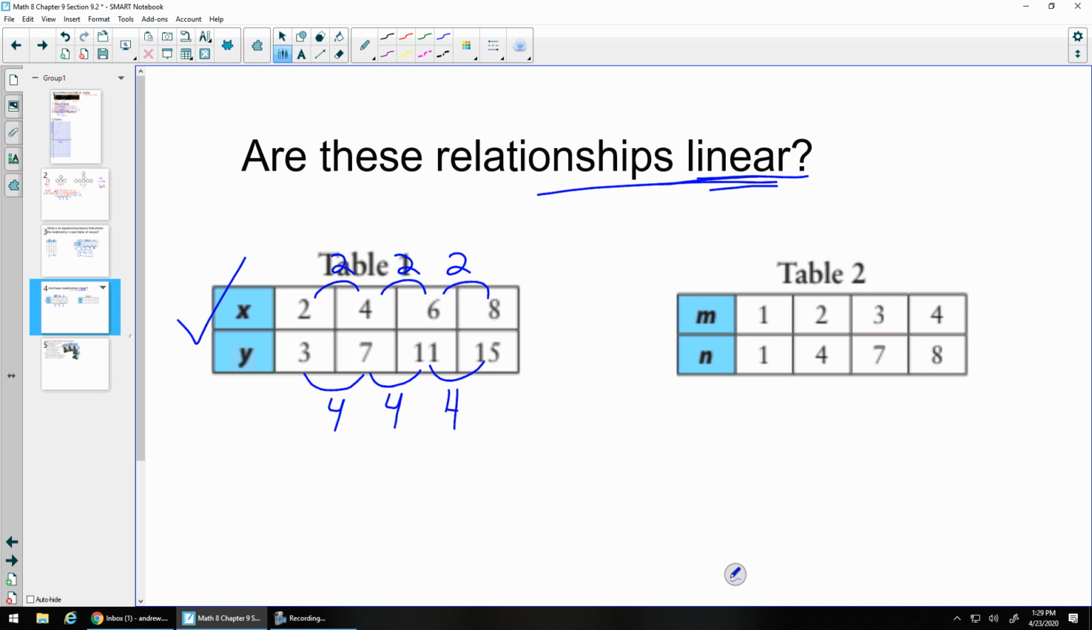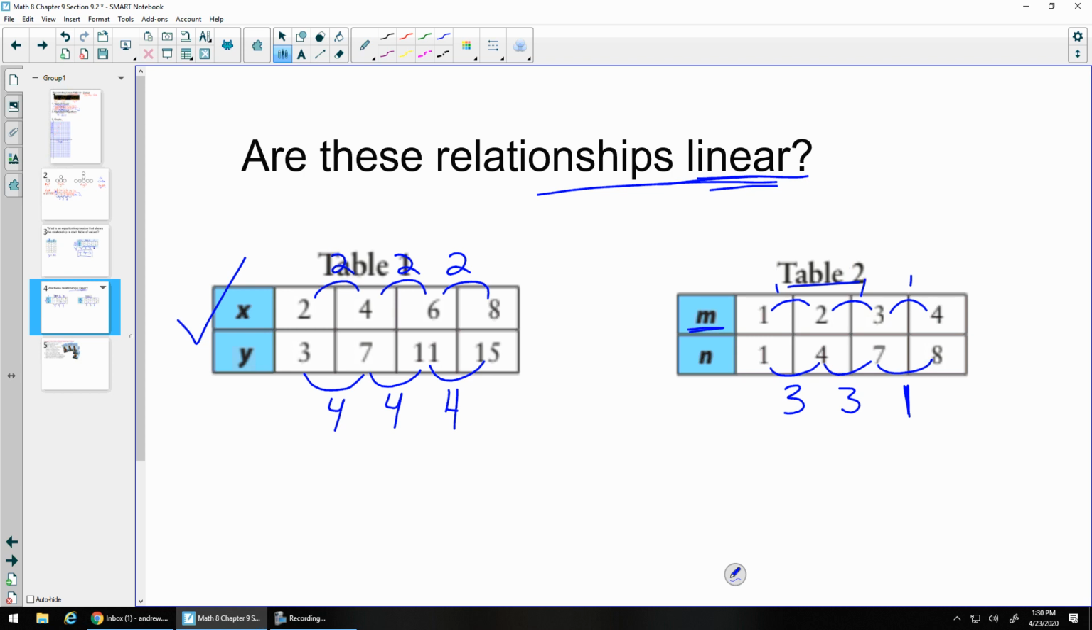In table 2, let's check. Goes up by 1, goes up by 1, goes up by 1. Okay, so my m value is linear, going up by the same amount each time. But let's check n. It goes up 1 to 4 is 3, 4 to 7 is 3, 7 to 8 is only 1. Okay, so since this suddenly changes here, that's not linear anymore.